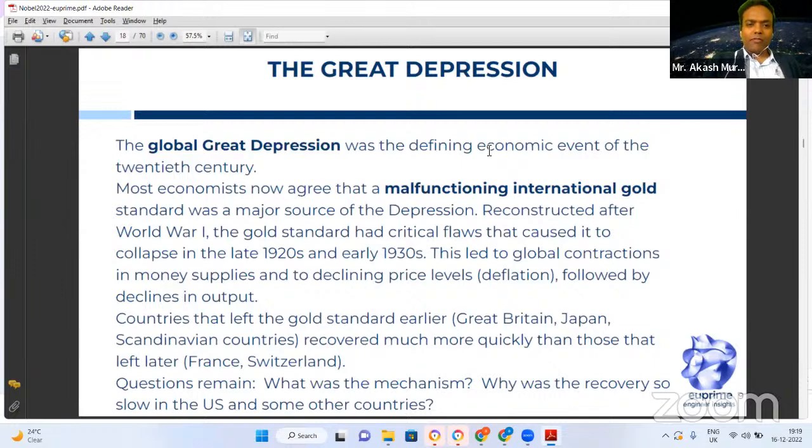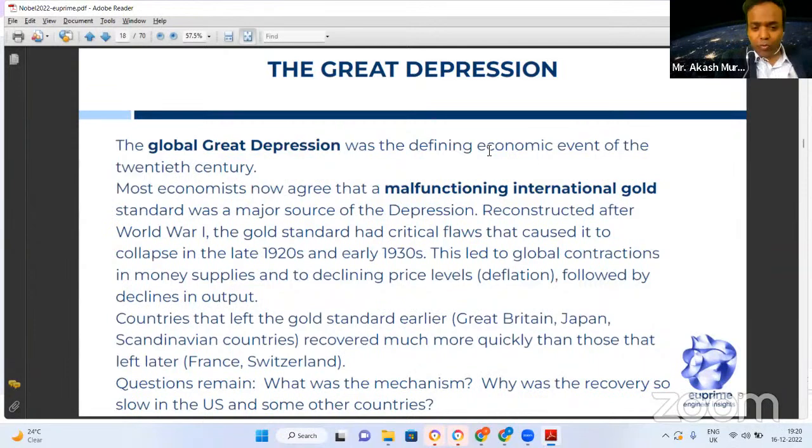One of the major causes of the Great Depression in the 1930s was the linking with gold standards. The exchange rates were linked with gold standards. And as you can see in the line below, the countries which left the gold standard earlier were able to recover much faster than the countries which held on to the gold standard from the 20s and 30s onwards.